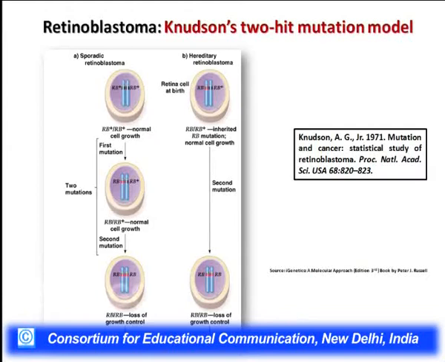There are two RB genes shown here. In sporadic retinoblastoma, normal cell growth is controlled with the help of the retinoblastoma gene. When two mutations occur in sporadic retinoblastoma, both these normal genes are lost, there is a loss of cell growth control, and the eye tumors start developing. In hereditary retinoblastoma, the child is a carrier of one mutated or loss-of-function gene. A mutation then occurs in the normal gene, and both genes are lost. So there is a loss of growth control, and the eye tumors start developing. This model was given by Knudson in 1971, and it is referred to as the two-hit mutation model.